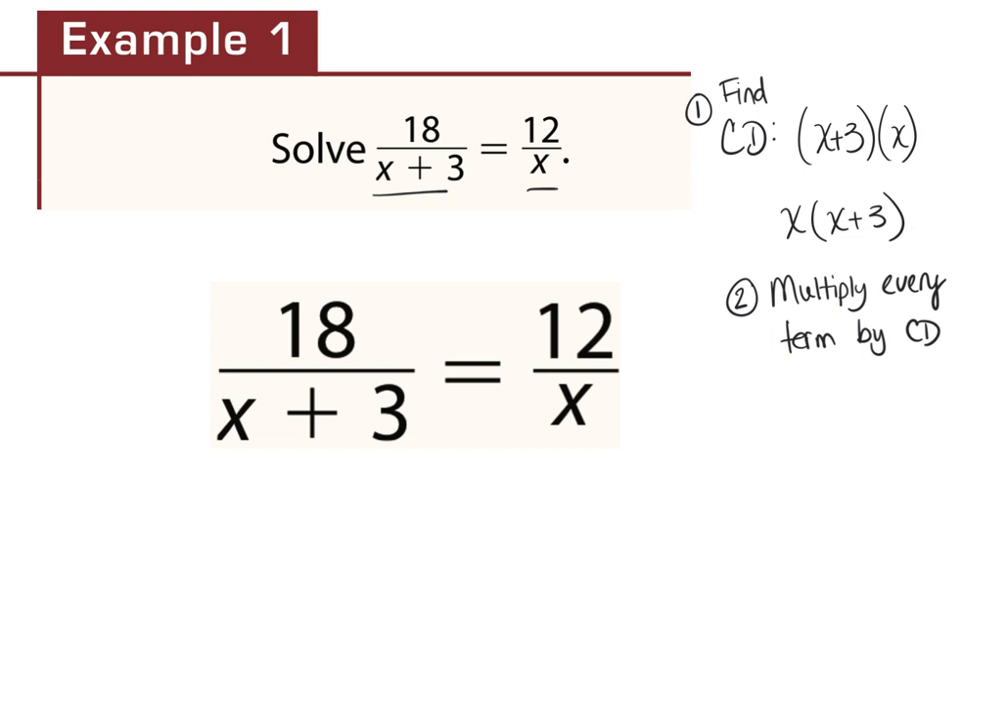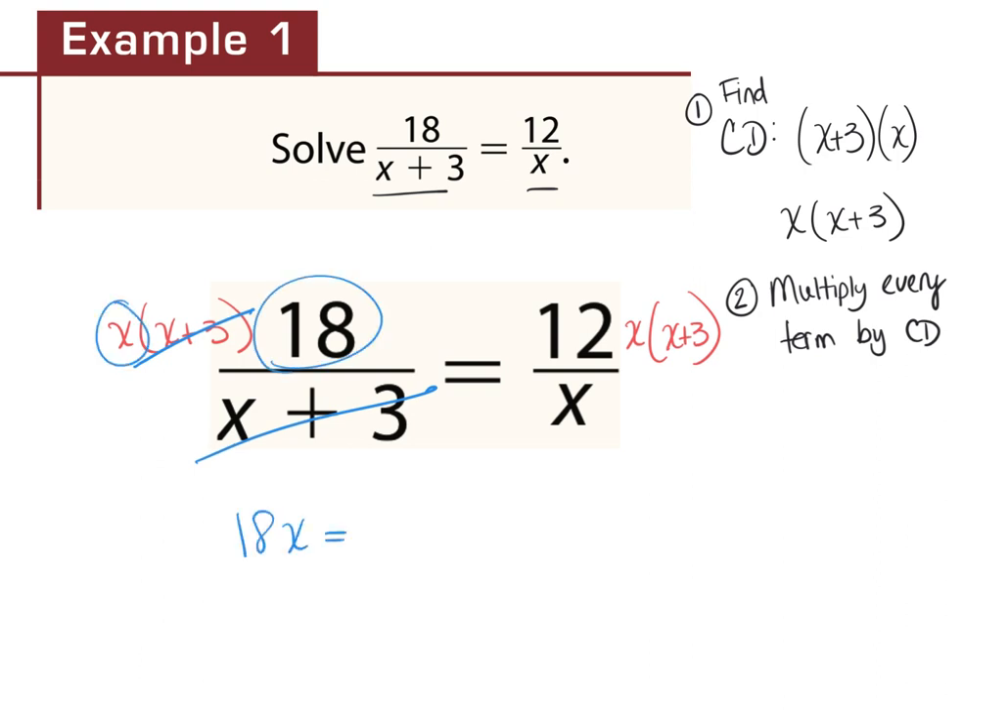So I'm going to take this and multiply it by x plus 3. And I'm going to take this and multiply it by x plus 3. All right? Now, anytime you have a numerator and a denominator, you can cancel because this is multiplication. So this whole x plus 3 can cancel over here, and I'm left with just the 18 and the x. And over here, my x's can cancel, and I'm left with 12 and x plus 3. This looks way easier to solve, right? I'm going to distribute, move my variables to one side, multiply or divide, right? And so I'm going to distribute this right here.